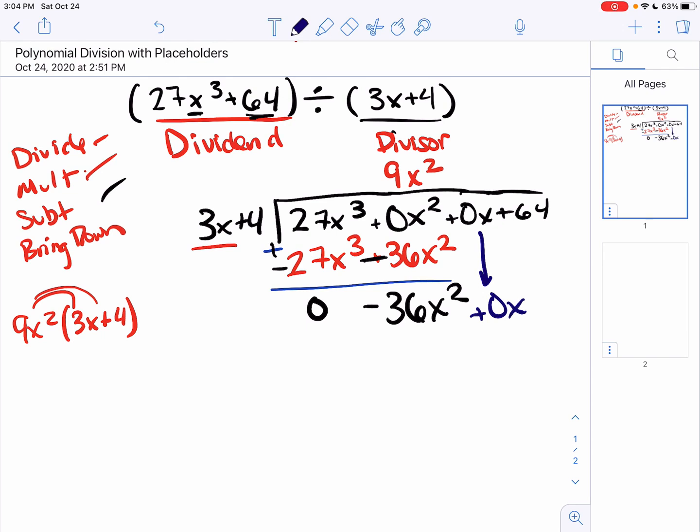Alright, now I have to repeat the process again. How many times does 3x go into negative 36x squared? Negative 12x times. Because 3x times negative 12x will give me negative 36x squared. Alright, now I multiply my negative 12x times 4. I get negative 48x.